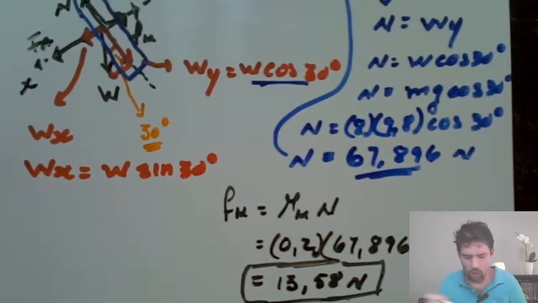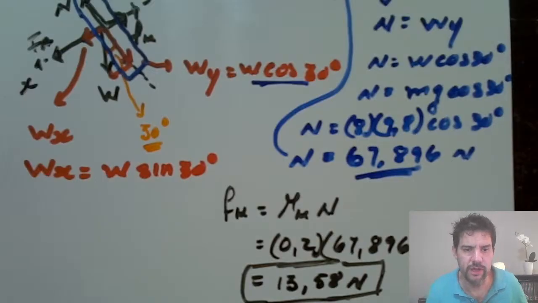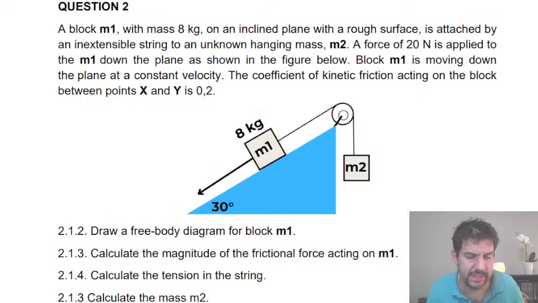Guys, I hope that is clear for that question. That is the calculation of friction in an object that is on the incline. And they ask you for magnitude, so no direction given.